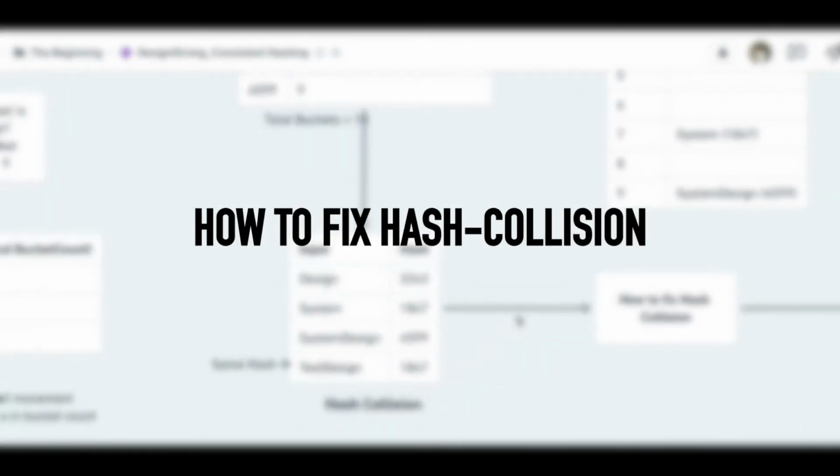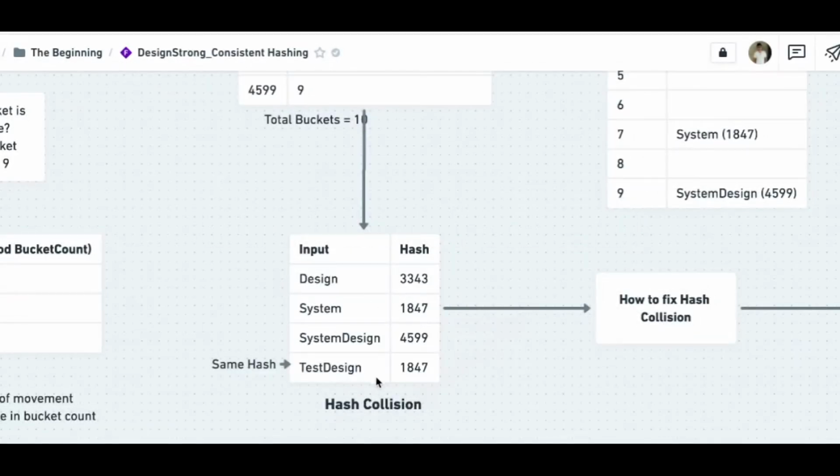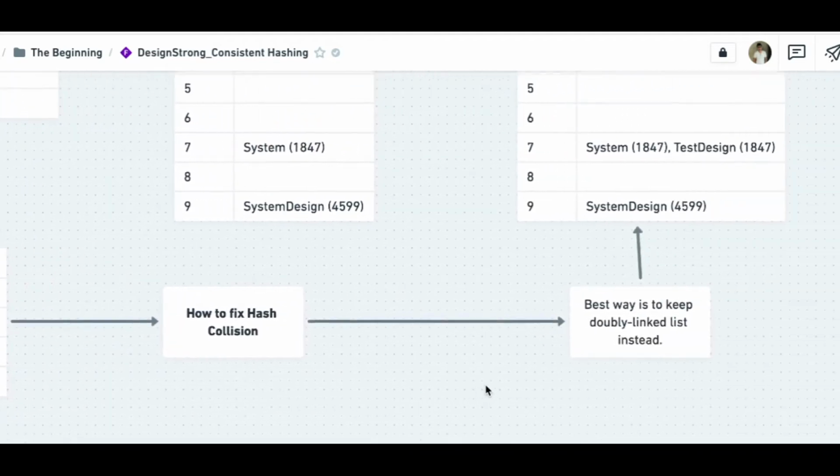Now how do we fix this hash collision? Do you think it is really a problem? Looking at it from this point, yes, it looks like a problem, but if we have to fix it, the solution is very simple.